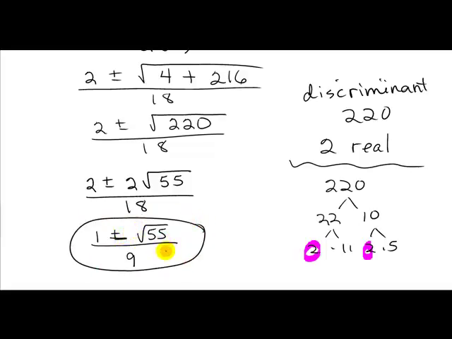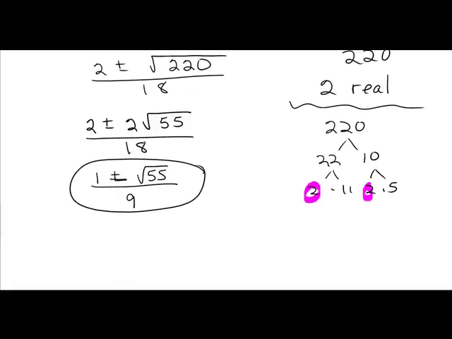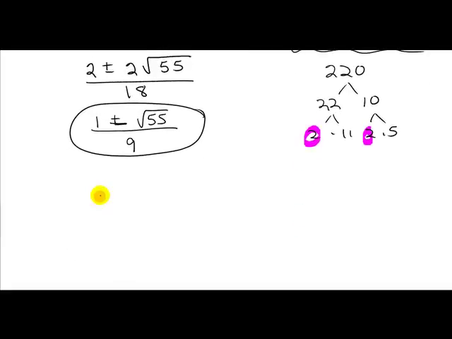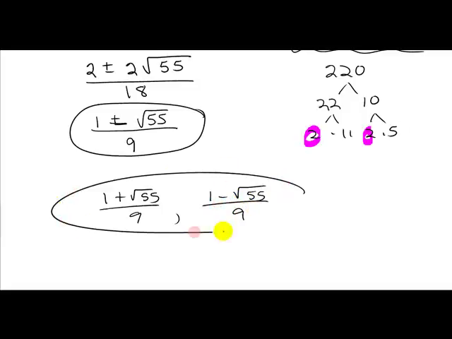Again, in my math lab, there's not a button for the plus or minus, so you'll have to write this out separately as 1 plus the square root of 55 over 9, comma, 1 minus the square root of 55 over 9. That's going to be the answer that you'll need for my math lab.